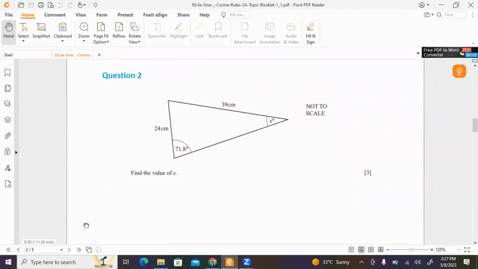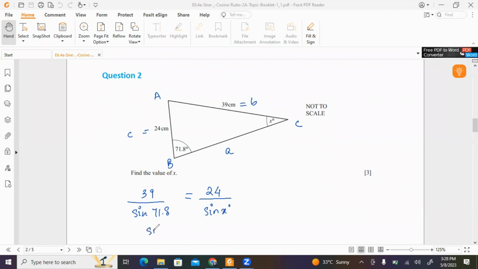If you look at this question, it says find the value of x. In this case, let's call this A, call this B, and let's call this C. So this is angle A, this would be length a, this would be length b, and this would be length c. Over here we have two lengths, one angle, and they want us to find the other angle. We have one complete set over here: we have angle B and length b. So we can do 39 over sine of 71.8 equals 24 over sine of x.